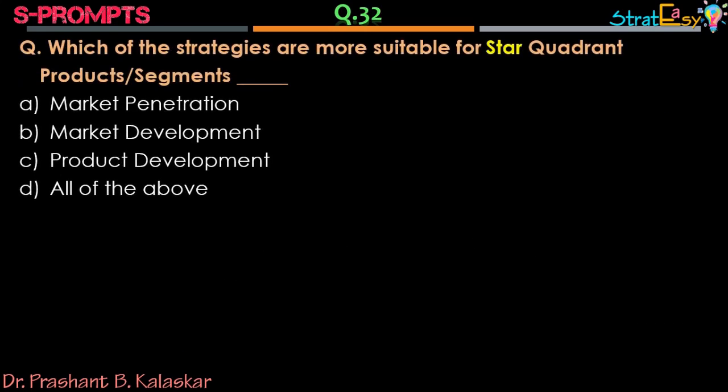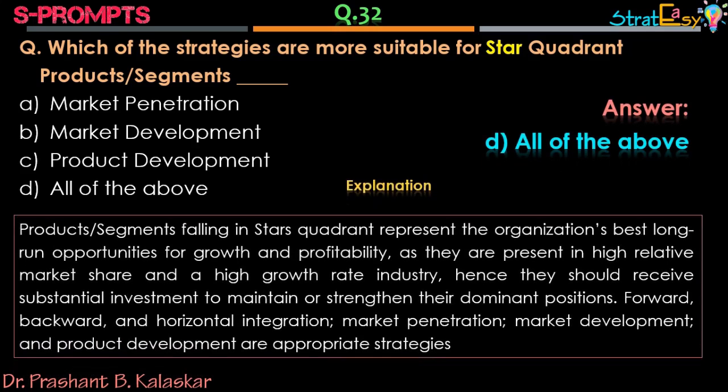Question number 32. Which of the strategies are more suitable for star quadrant products or segments? And the right answer is option D, all of the above. Products or segments falling in the star quadrant represent the organization's best long-run opportunities for growth and profitability, as they are present in high relative market share and a high growth rate industry. Hence, they should receive substantial investment to maintain and strengthen their dominant position in the market.